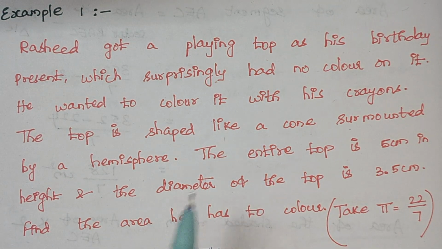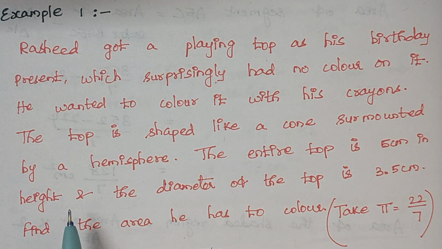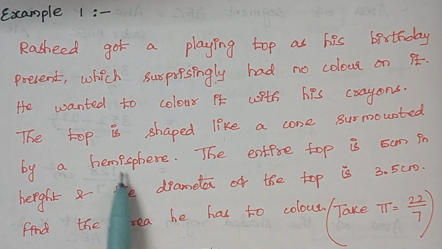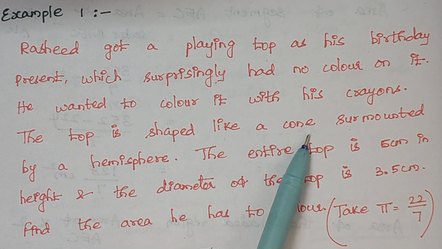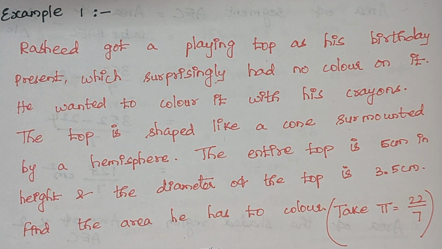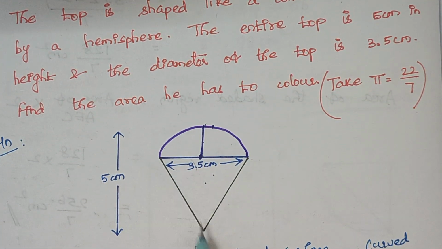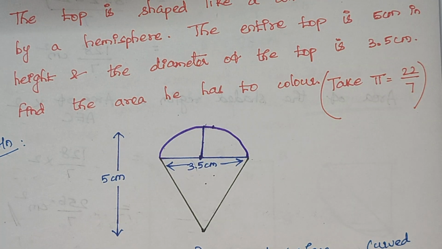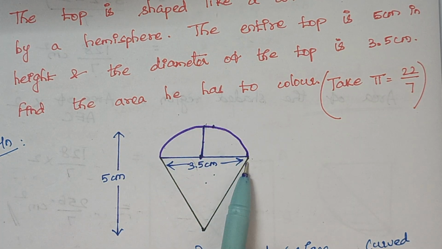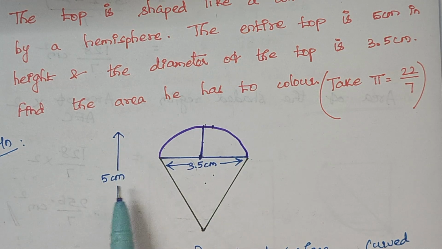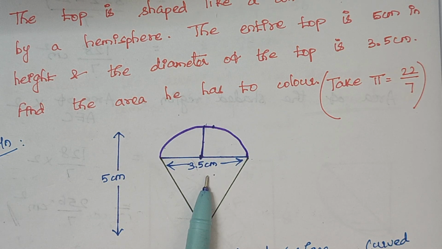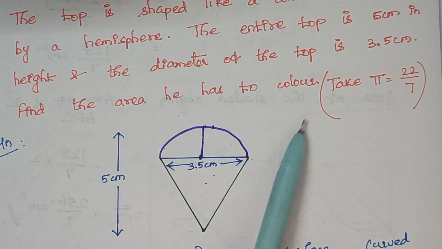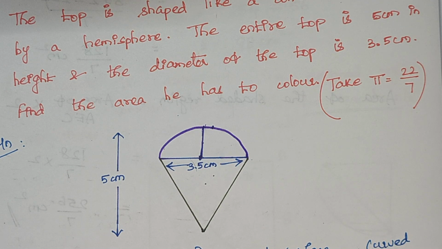So in this case, you see, we are having two shapes, right? One is a cone and another one is a hemisphere. The top is shaped like a cone surmounted by a hemisphere. The height is 5 centimeter and the diameter of the top is 3.5 centimeter. So the area he has to color: obviously we have to color the cone as well as the hemispherical area, right?